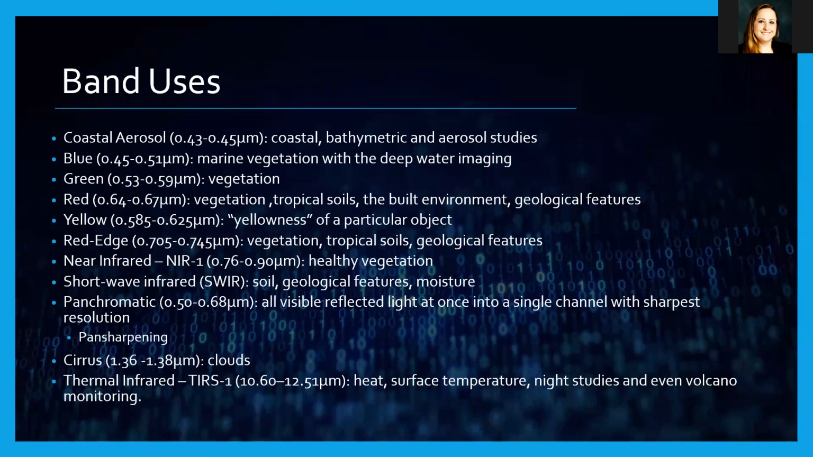Lastly, the cirrus band is used to detect clouds, and the thermal infrared bands are used to see heat, and they're most commonly used to help understand surface temperatures and in night imagery.